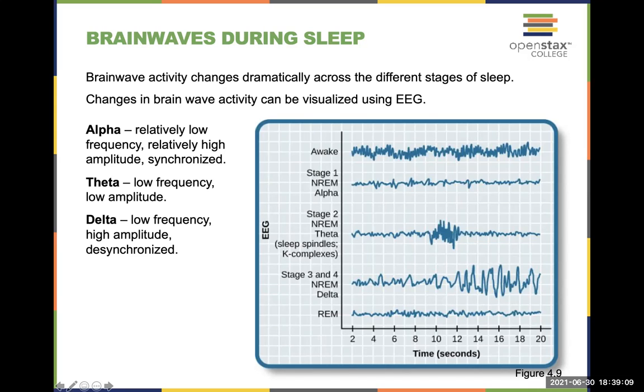So first, let's hit some brain waves. Brainwave activity, and I think a lot of people already know this, changes dramatically across different stages of sleep. You have alpha waves, which are very low frequency, relatively high amplitude and synchronized waves. And then you have theta waves. If you look at this chart, this is awake consciousness. Stage one, or non-REM sleep, this is your alpha waves, and this also is in the book.